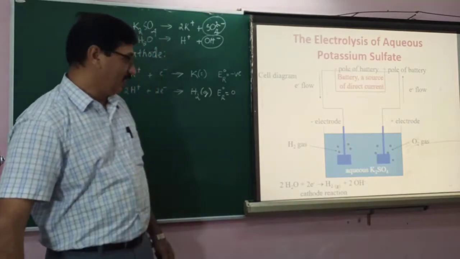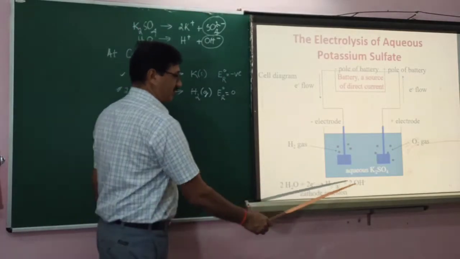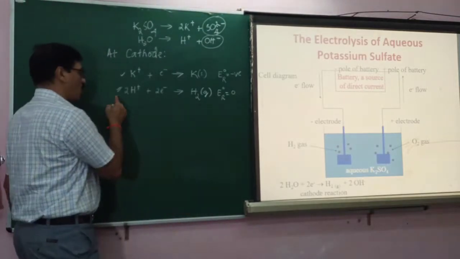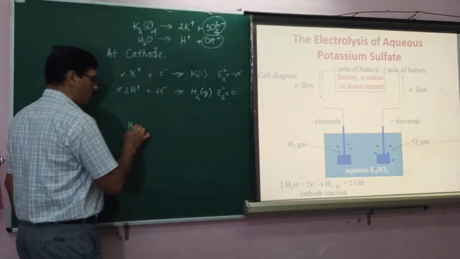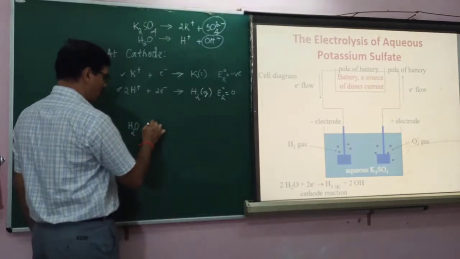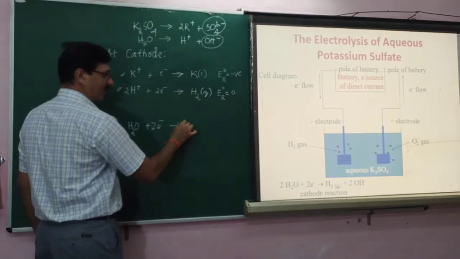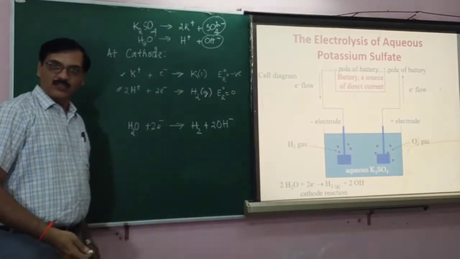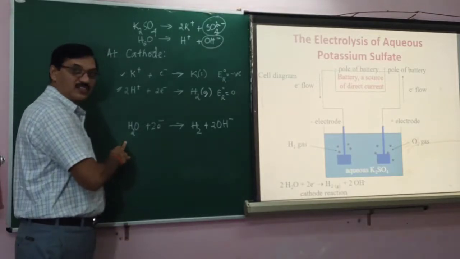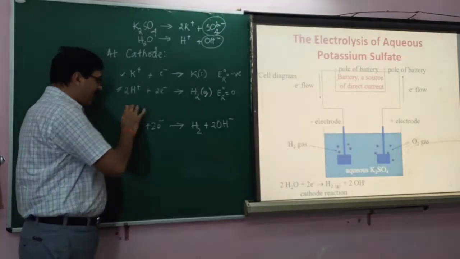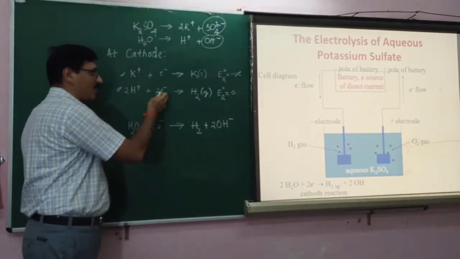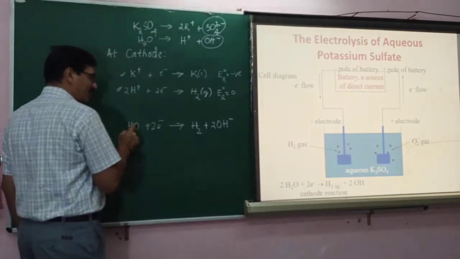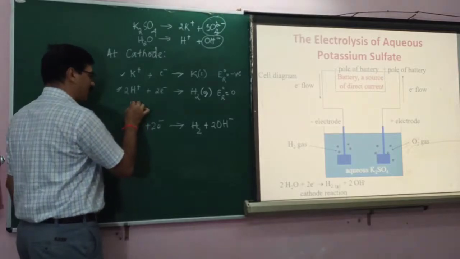Right? See here, this is another way of writing the reaction of water. Either you may write it like this, or you may write 2H2O plus 2 electrons giving rise to H2 plus 2 OH minus. This is also a way of representing the reduction of water. Water contains H plus ions, and H plus ions undergo reduction. So this is the combination of two reactions, you can say.